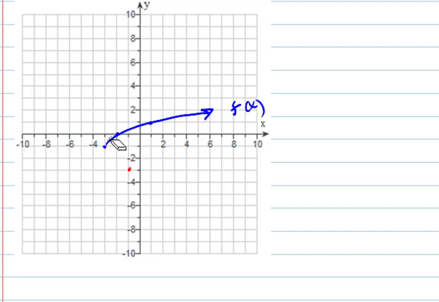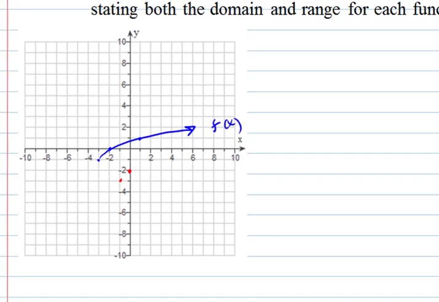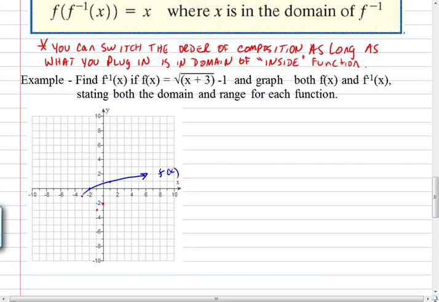Here's the point at negative 2, 0. Guess what point is on the graph of the inverse? Alright, well, let's come up with an equation because it may be easier to graph if I write an equation out. So here's f of x. We're going to start with f of x.